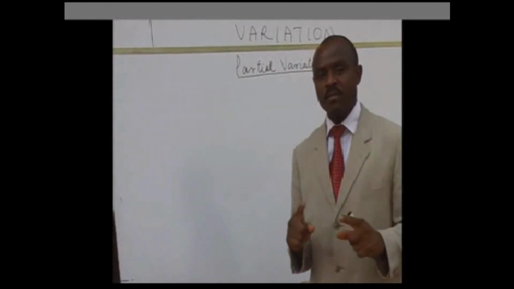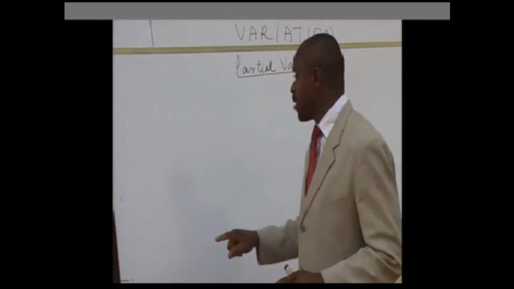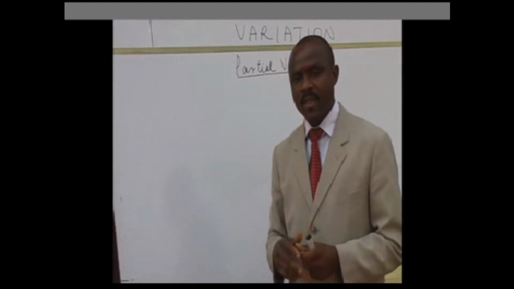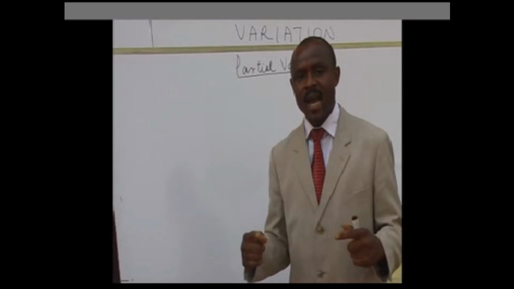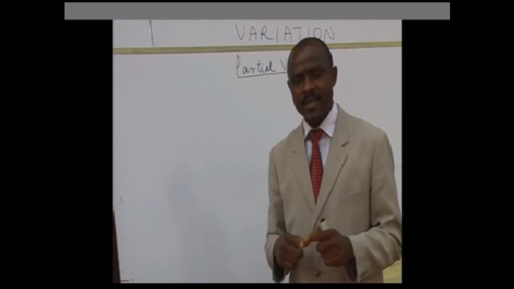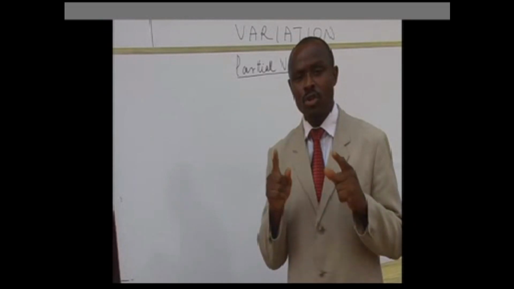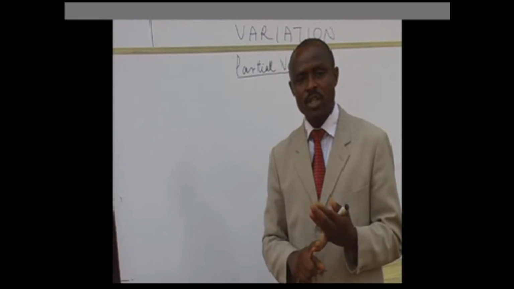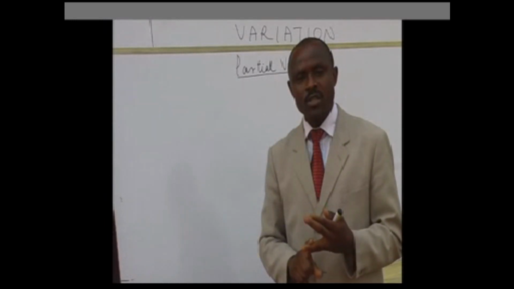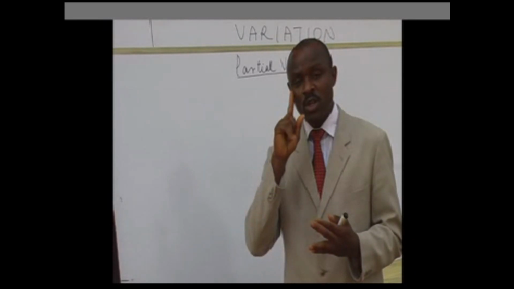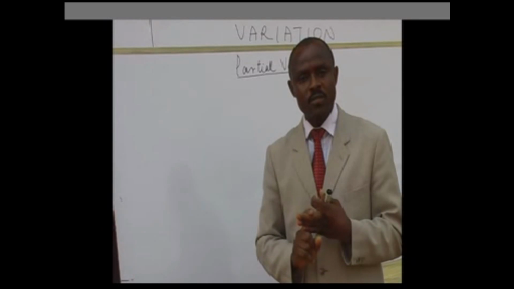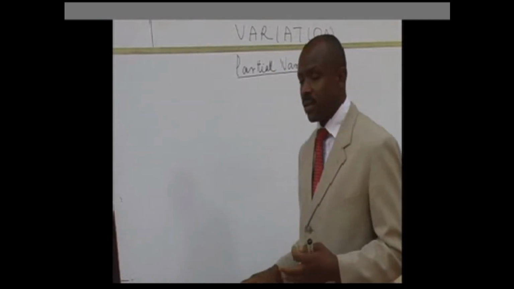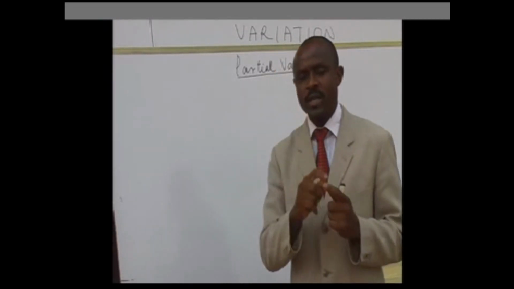Welcome to the last segment of variation. This time I want us to talk about partial variation. There are two things I want to talk about before we go into solving problems attached to it. One of those things is that it is only in partial variation where you have the introduction of two constants. We have discussed direct variation, that was introduction of only one constant. We discussed inverse variation, that was introduction of only one constant. We discussed joint variation, that was also introduction of only one constant. But in partial variation, you are going to see that there will be introduction of two constants.